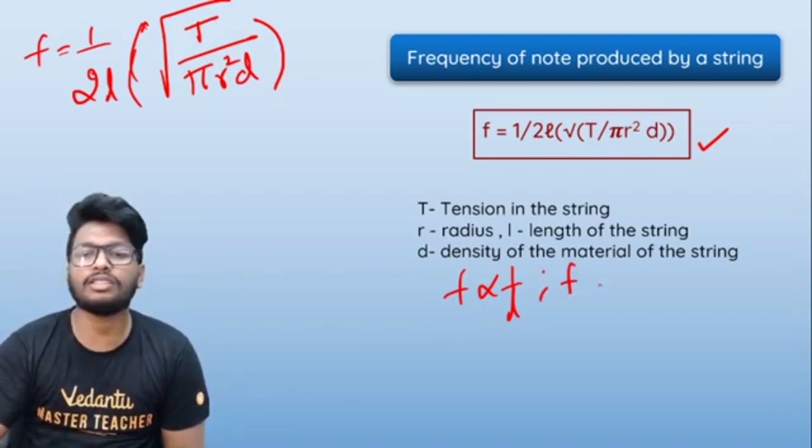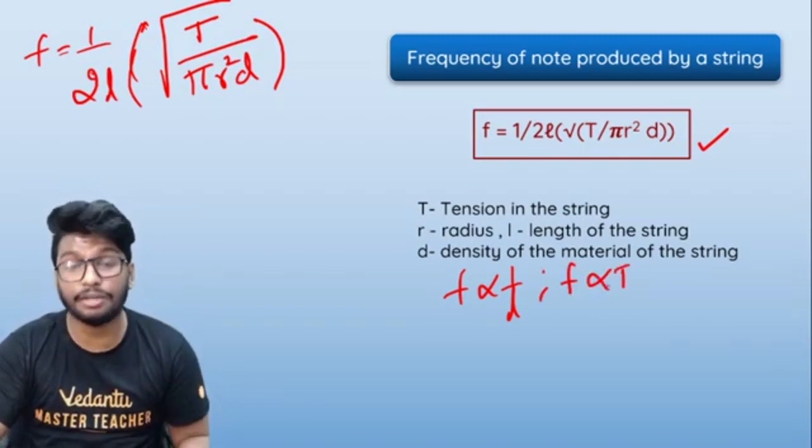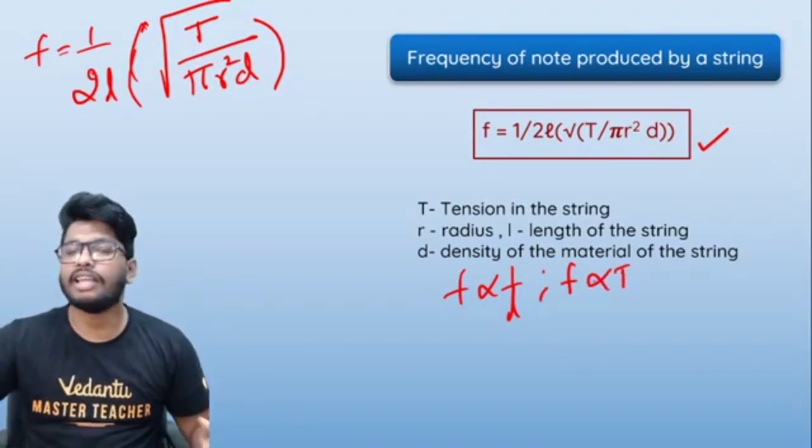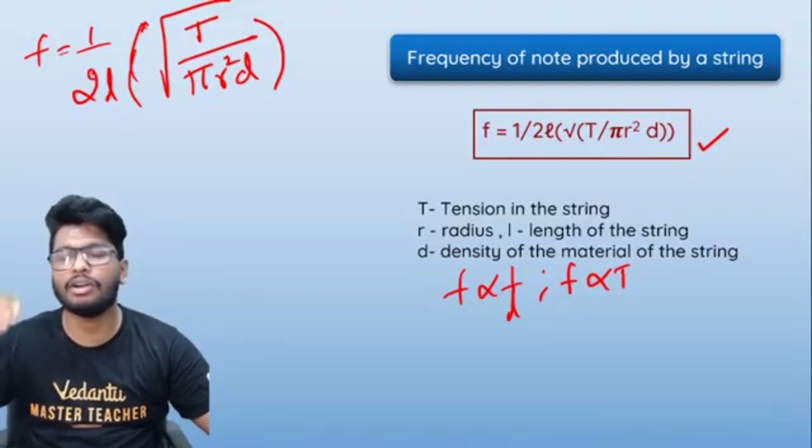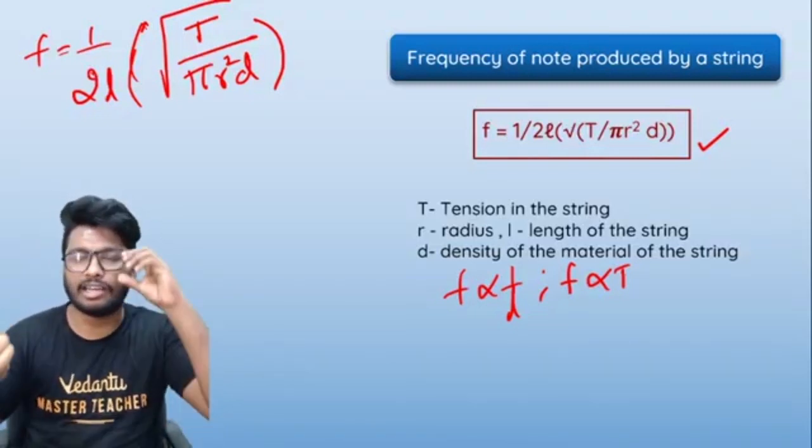Frequency is also directly proportional to tension. That is, if you increase the tension, the greater would be the frequency. That's why you hear a sharper sound when you tighten up the string a little.